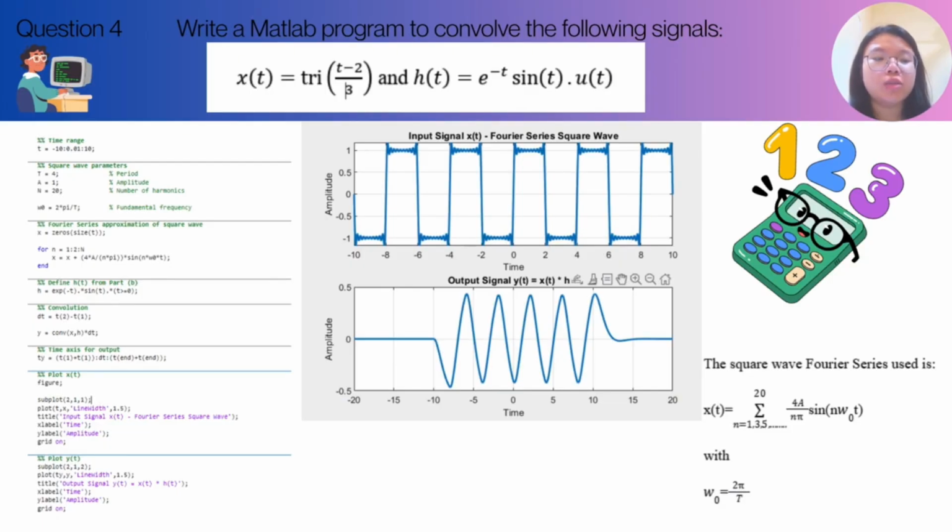Properly define h(t) using u(t) for t greater than or equal to 0, compute the convolution as y equals conv(x, h) times dt, and plot y against the correct output time axis t_y ranging from negative 20 to 20. The result shows the square wave being smoothed and modulated by the decaying sine response.